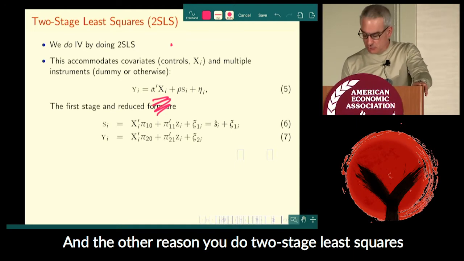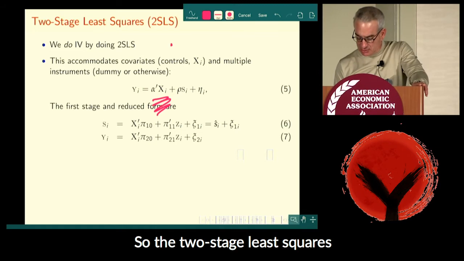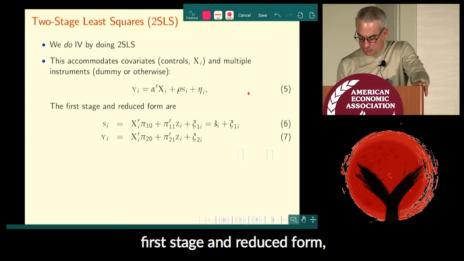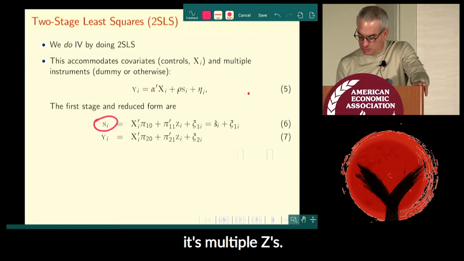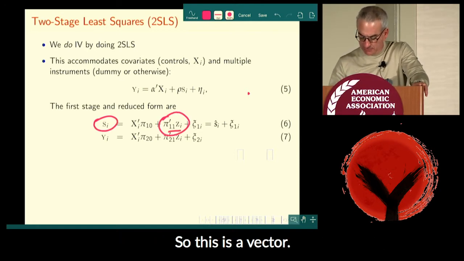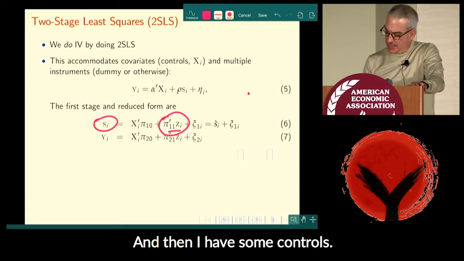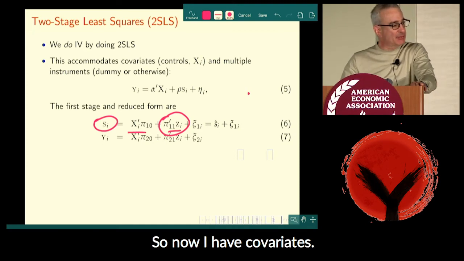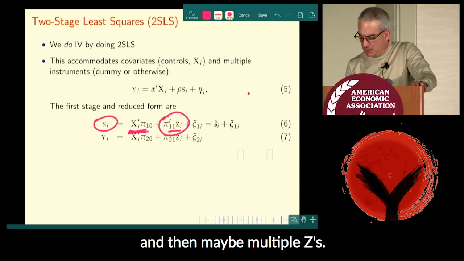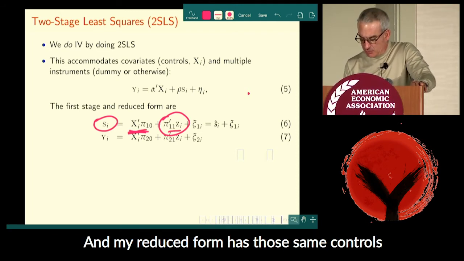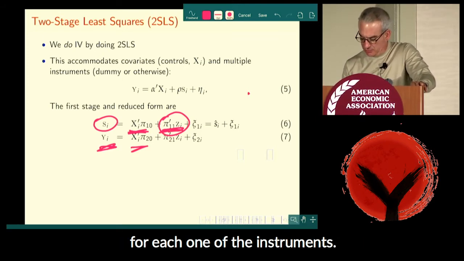And the other reason you do two-stage least squares is you can have more than one instrument. So the two-stage least squares first stage and reduced form is no longer just the regression of S on a single Z, it's multiple Zs. So this is a vector. Maybe I have capital K Zs. And then I have some controls. So now I have covariates. So my first stage has the controls and then maybe multiple Zs. And my reduced form has those same controls, and there's a reduced form coefficient for each one of the instruments.